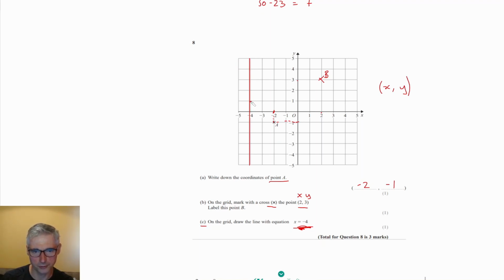So looking at this point here, for example, we can see the x coordinate for that is -4. Any point on the line, the x coordinate for this point here, for example, is still -4. So a line with this equation is actually a vertical line going through x is equal to -4.